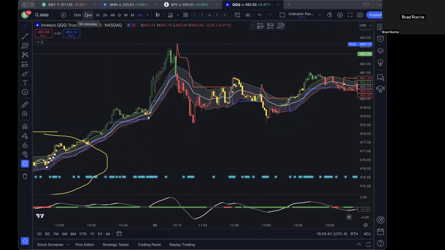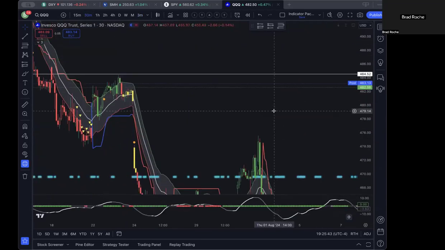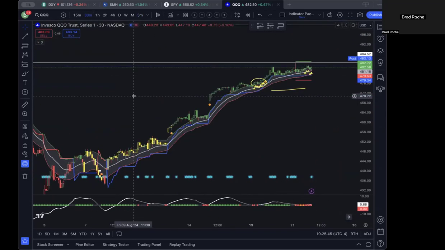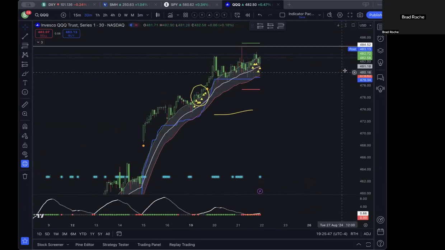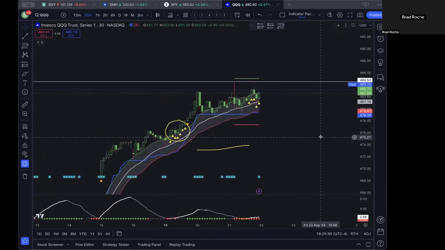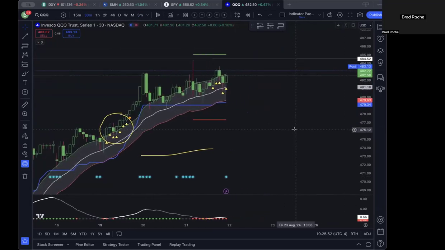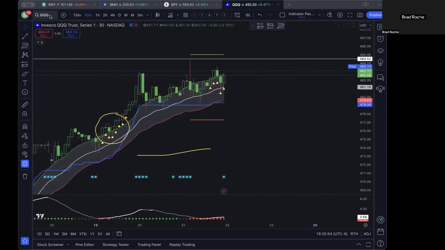Okay. So that's another piece that I like to use within this. This helps me stay in trades longer. I know it's helped a lot of people that have the indicator already to hold on to their trades longer. And yeah, so that's another thing.